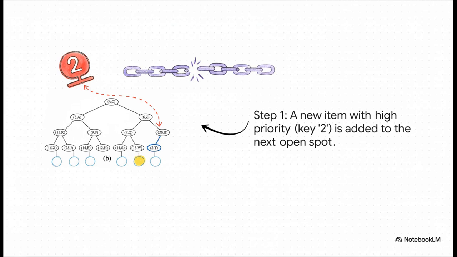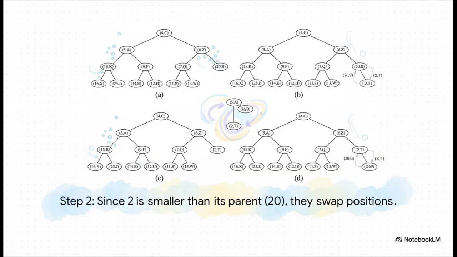A new emergency arrives, priority 2. This is the most critical one we've seen. To keep the tree structure nice and balanced, we just pop it into the first open slot at the bottom. But right now, for just a split second, our heap rule is broken. Uh-oh. And now the magic begins.